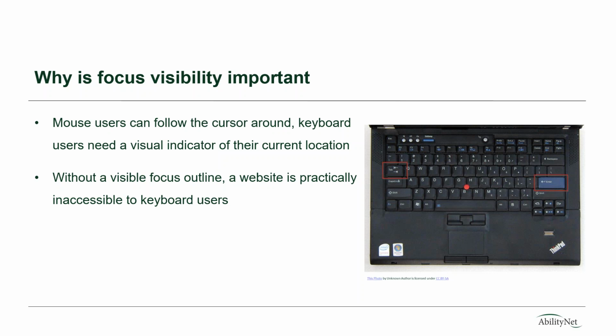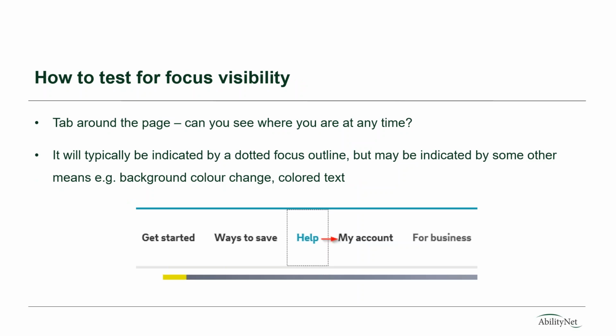Even if you've taken the care to make things keyboard accessible programmatically, if you do not have the CSS backup of a visible focus outline, keyboard users will really not be able to use your website. So how can you test this? It's very easy, as we've just looked. You tab onto a page and you have a look and see if you can find where you are at any one time. If you tab onto a link, that should be indicated in some way visually.